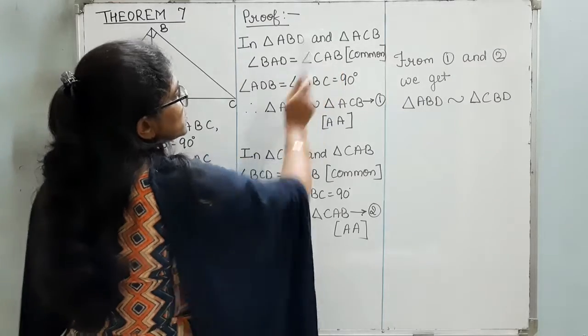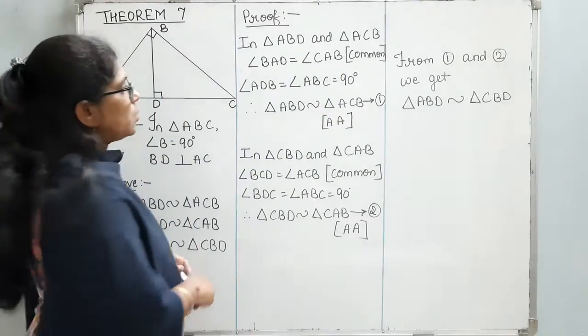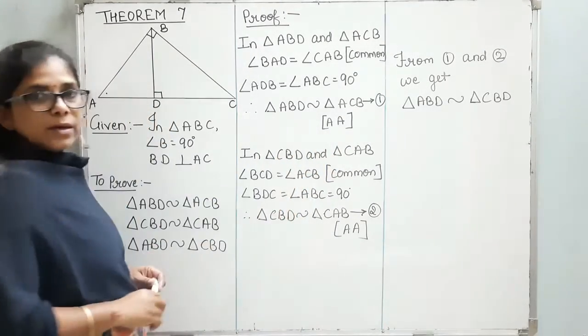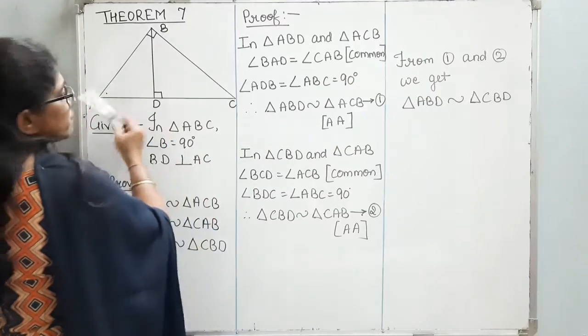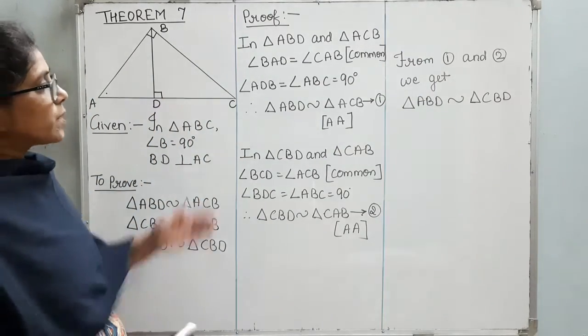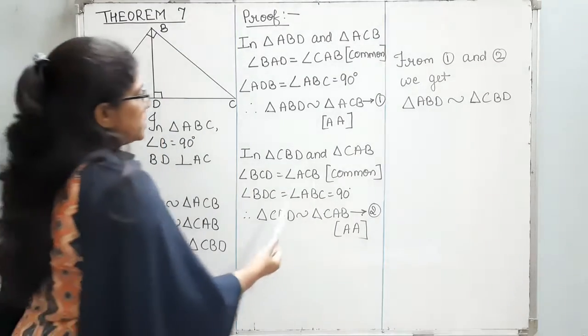So now in both of these triangles, we have two angles. We got two angles equal. This means the triangles are similar by AA criteria. Triangle ABD is similar to triangle ACB by AA criteria. First part is proved. Let us come to the next part.